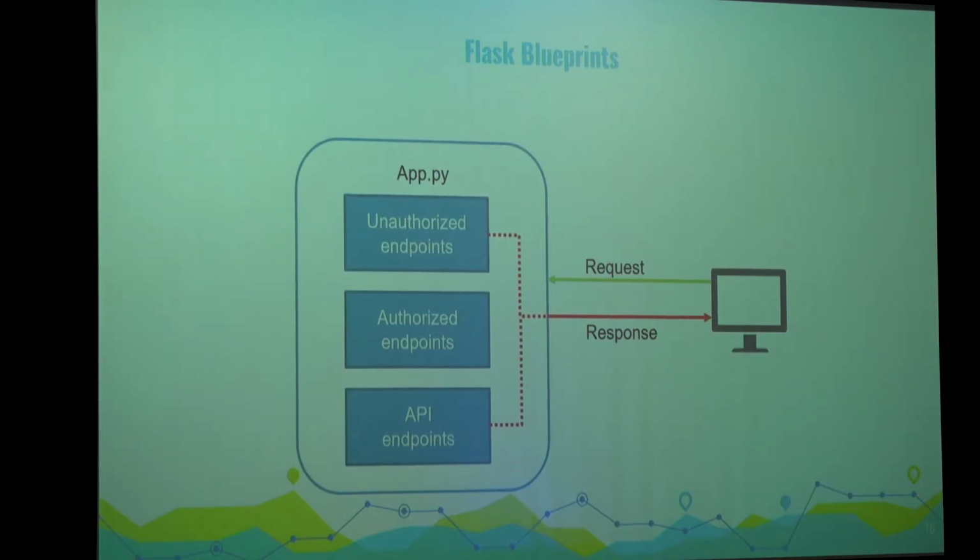So for a typical Flask application, you would probably have unauthorized endpoints. The user doesn't need to be logged in to access those. Authorized endpoints where the user does need to be logged in. And we have our API endpoints. And more often than not, you need to be authorized as well to use the API endpoints. So the user sends a request and we'd send a response of either one response made up of many of these, or else we could send multiple responses back to the user.